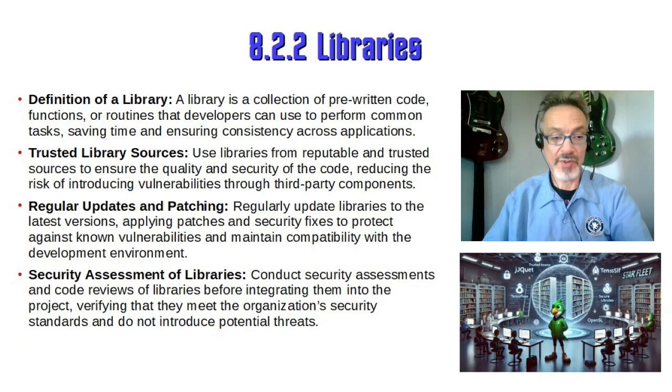8.2.2. Libraries. Libraries play a crucial role in software development by providing pre-written code that can save time and promote consistency. But they can also introduce security risk if not handled properly. Here are some things you need to focus on. First, the definition of a library. A library is essentially a collection of pre-written functions that developers can call upon to perform common tasks. This saves development time and ensures consistency across different platforms. Trusted library sources. It's important to only use libraries from reputable sources to avoid inadvertently introducing vulnerabilities into your project. For the exam, you should be able to identify how third-party components can create security risks.